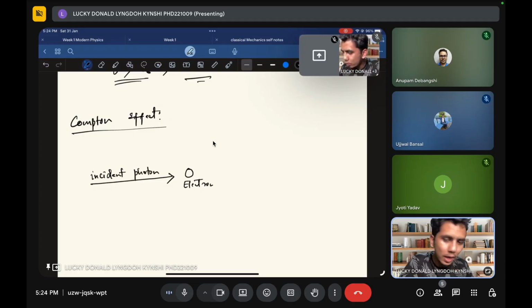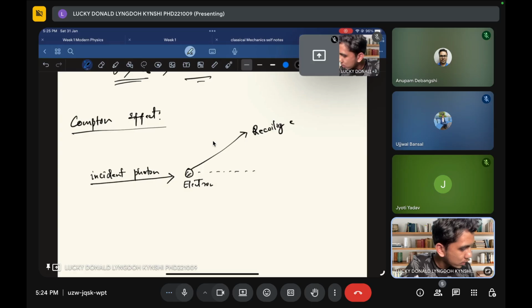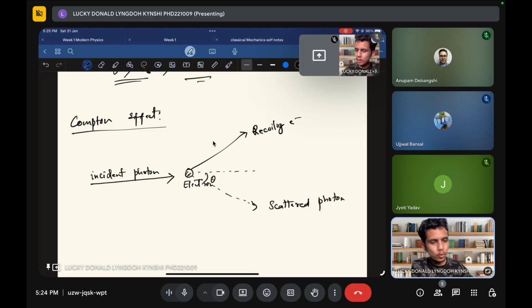And this incident photon, as soon as it hits the electron, what will happen? The electron will recoil. This is called the recoiling electron, and this side is called the scattered photon, at an angle theta. Here also, let's do the same logic.